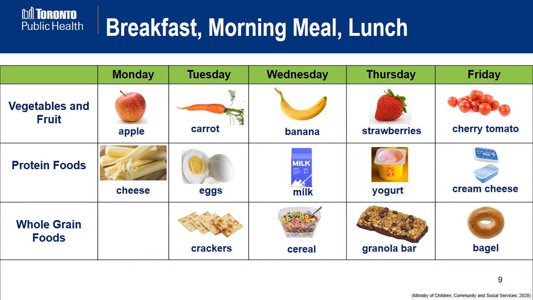For Friday, cream cheese is listed as a protein food, but it is actually considered a condiment. Remember that the nutrition guidelines permit the use of condiments in menus to add flavor, but these are not a source of nutrients. An acceptable amount of cream cheese would be 1 to 2 tablespoons per student. To complete the menu for Friday, a protein food like hummus could be used instead of the cream cheese.